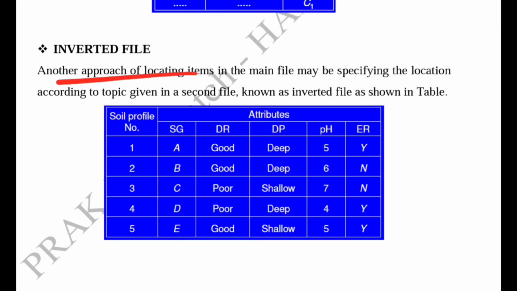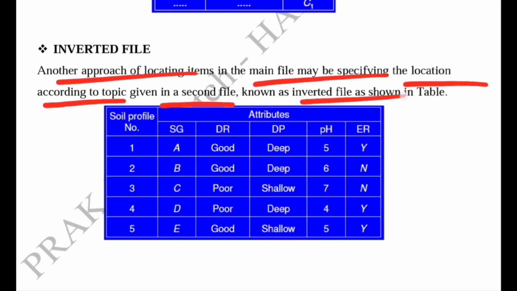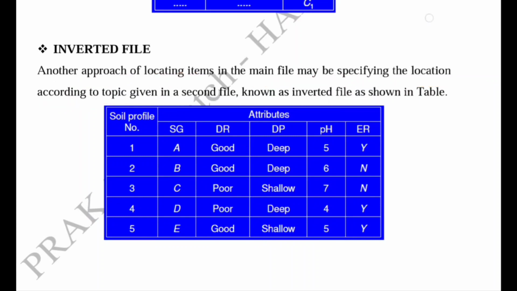So for this approach of locating items in the main file, the location is specified according to a given topic in a second file, known as the inverted file. If we want to search in this data, we will focus on the attributes, because these entities are unique. If we want to search for good drainage, we will find the result as A, B and E types of soil that have good drainage.